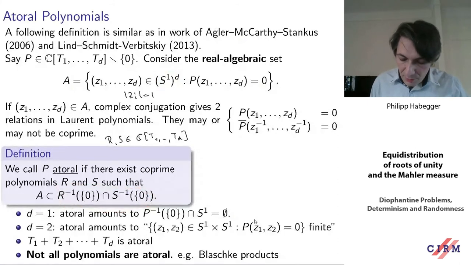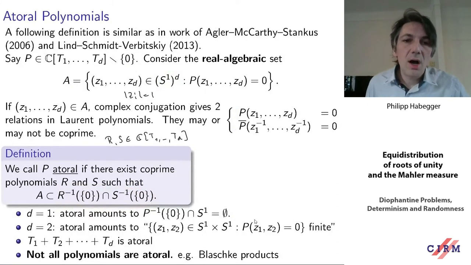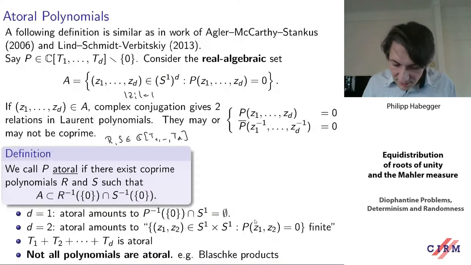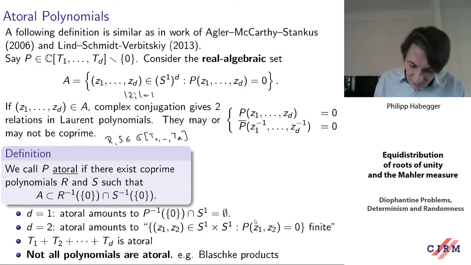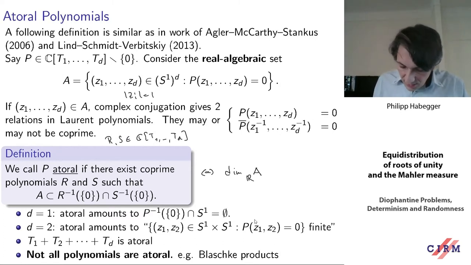So if, for example, these two relations are honestly independent, then we can create polynomials out of these two. In general, they may not be, and there may be other polynomials, R and S, that are coprime such that A is contained in the common zeros of R and S. So this actually happens to be equivalent to saying that the dimension of A, so remember A is a real algebraic set, is at most D minus 2.